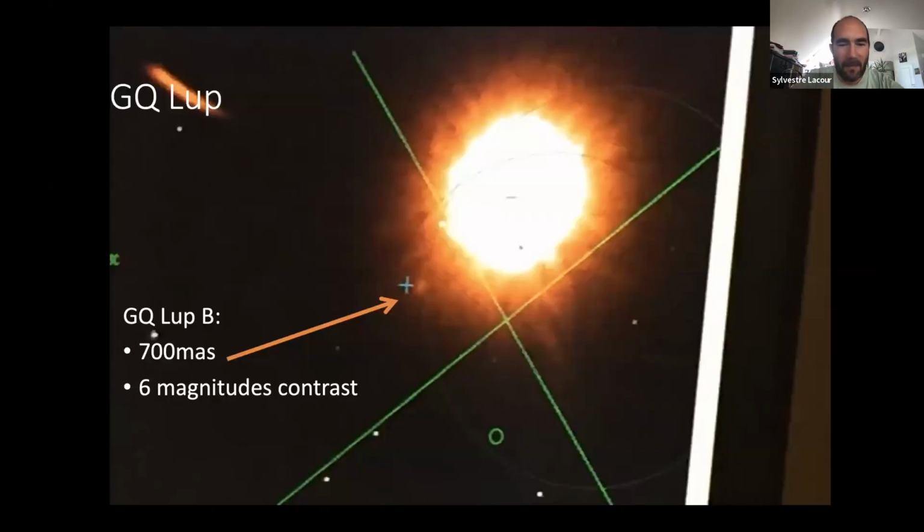So if you zoom on that field and you try to observe, for example, a brown dwarf, here it's GQ Lup b, which is at 700 milliarcseconds. So in a way, it's an easy example of observation of an exoplanet. What you do is that you position one part, the fringe tracker, on the star. So it's the upper right. So that's the field of the fringe tracker. The fringe tracker is centered on the star.